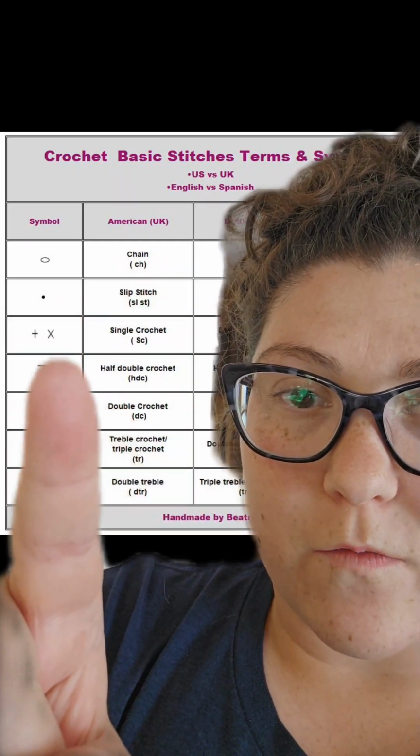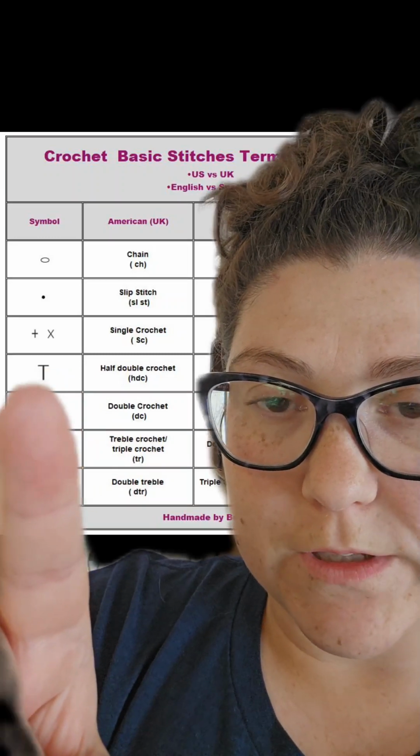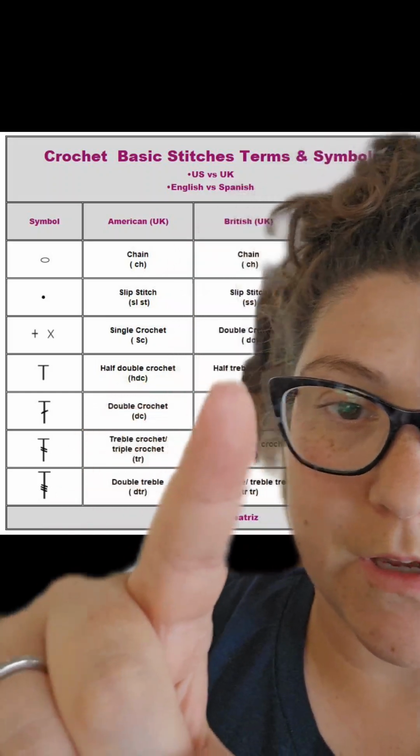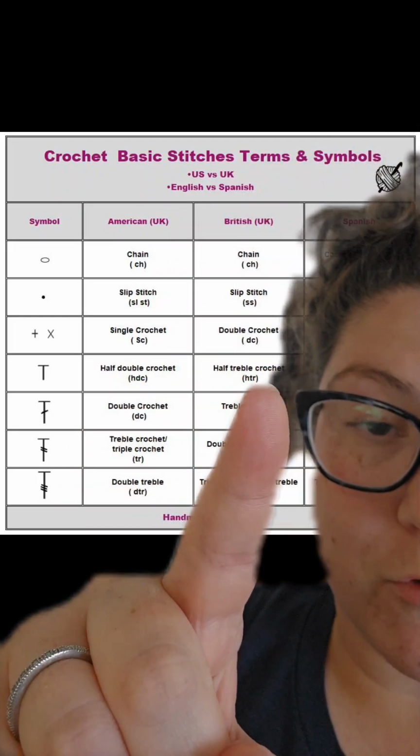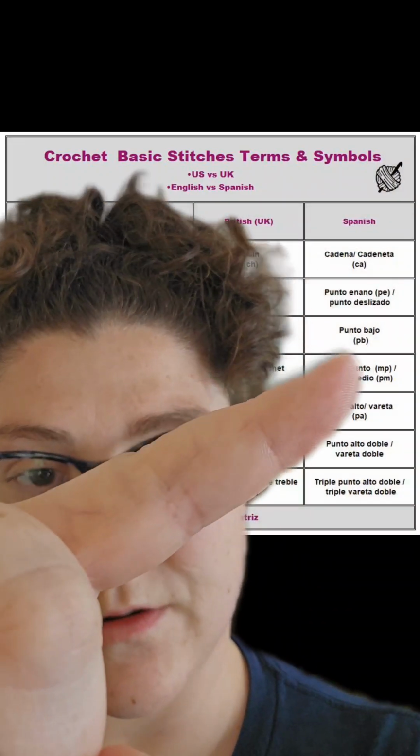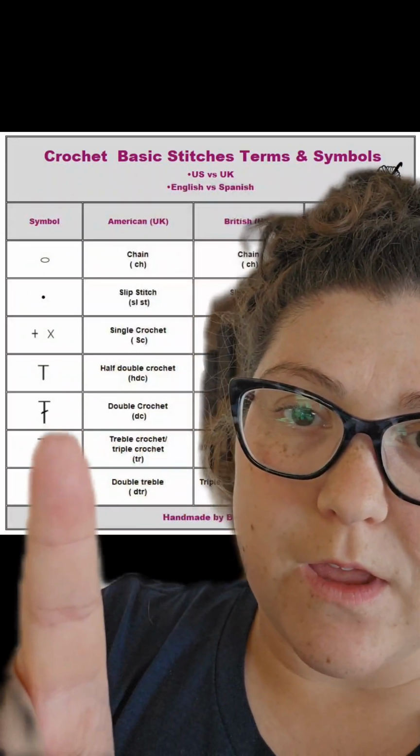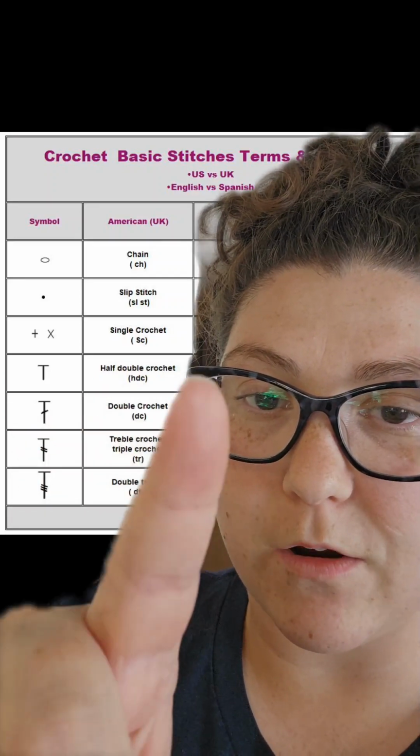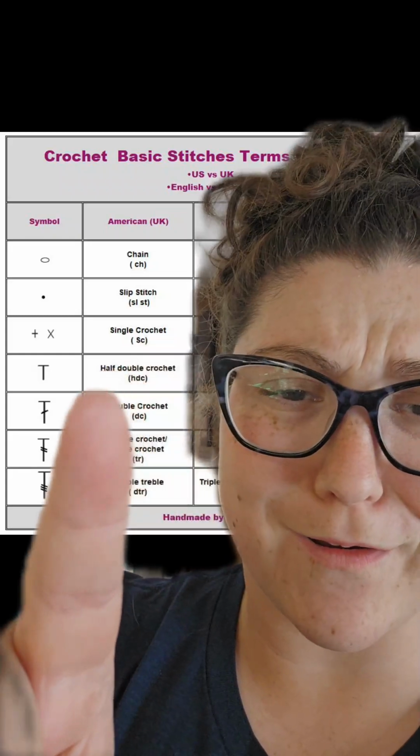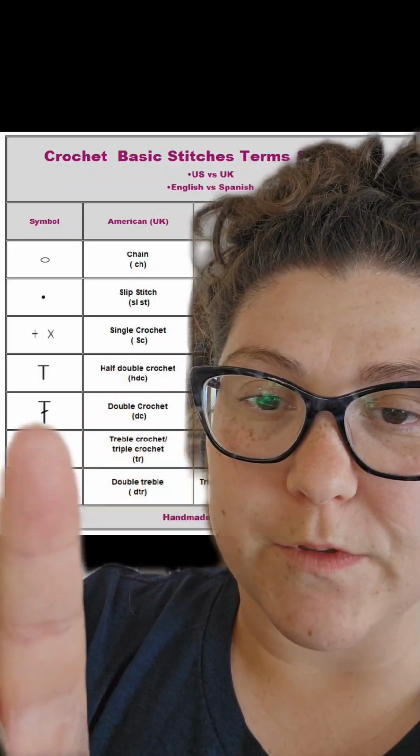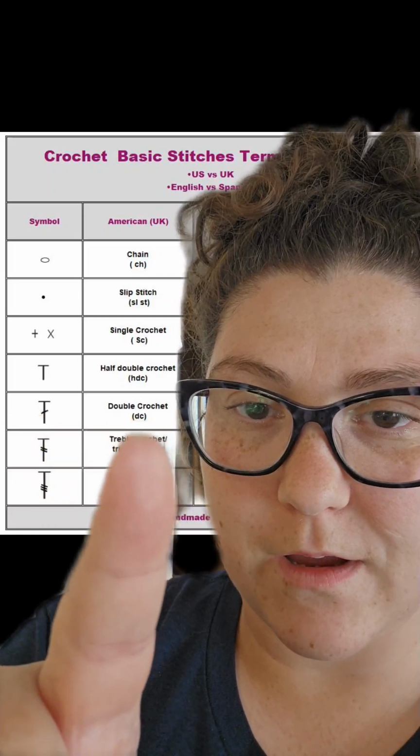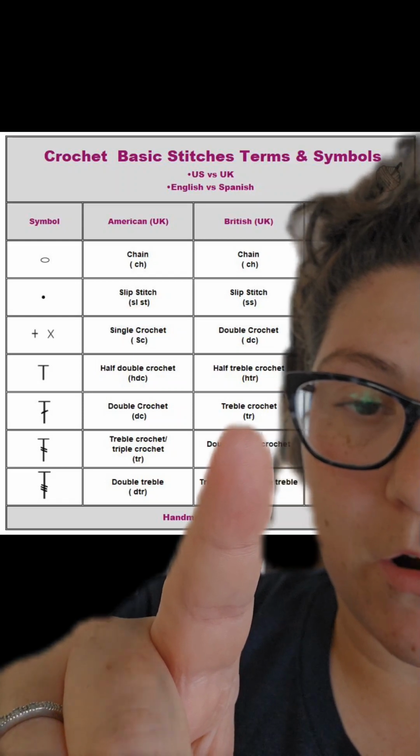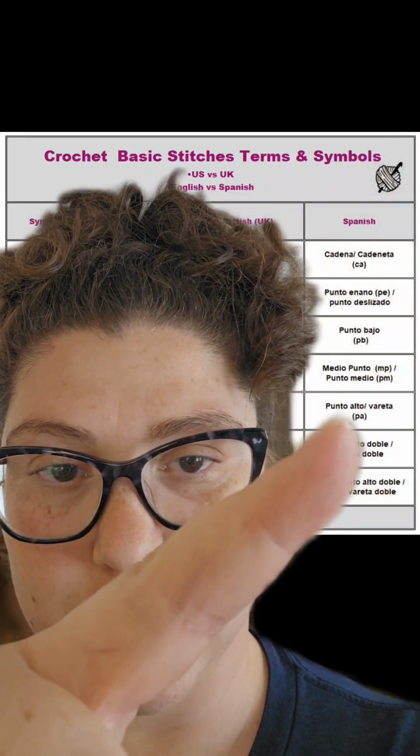Then we're going to go over half double crochet, which is the symbol for the diagram, and then it's HDC in American US terms. In British terms, it's a half treble crochet, so HTR, and then here it is for Spanish. And then the symbol for a double crochet. I'm saying double crochet because that's the American US terminology. So this is a double crochet, DC. In British UK terms, it is TR for treble crochet, and here it is in Spanish.